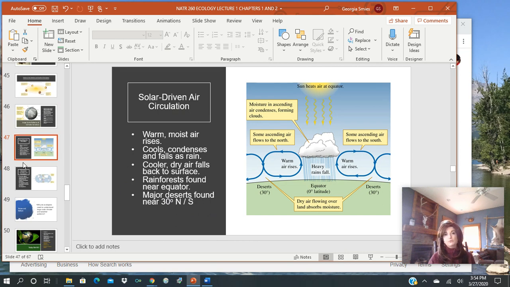We also know that warm air drives air movement, right? So warm, moist air rises, cold air condenses and can descend, or it can drop its precipitation as rain or snow. And again, we have those belts of the 30-degree north south. That's a big, big area for human habitation.